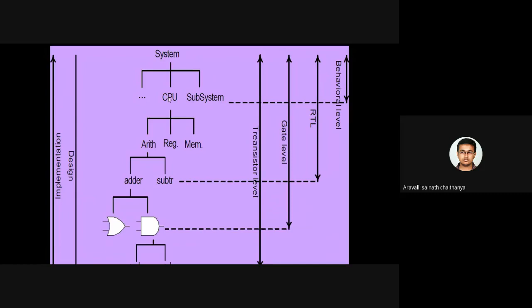Okay, so because I said a system is there. Inside my system, I may have a CPU or memory or maybe a controller, timers, whatever it is, many subsystems. Inside my CPU, I may have an arithmetic unit, registers, and memory units like RAM and ROM. Inside my arithmetic unit, I may have addition, subtraction, or a multiplier, or whatever it is. Again, the adder is developed by many logic gates. Again, each and every logic gate is developed by many transistors. This is the hierarchy that we generally follow.